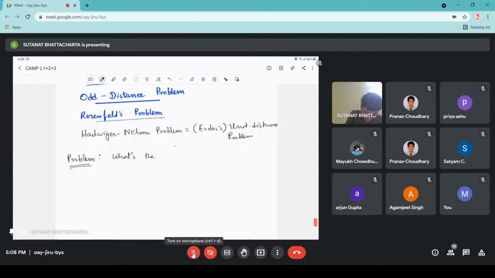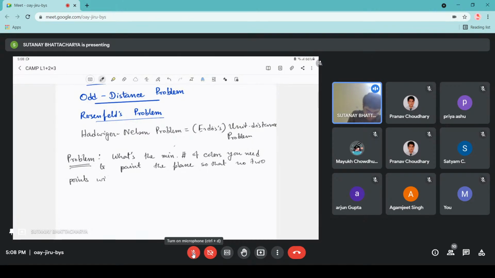What's the minimum number of colors you need to paint the plane so that no two points with the same color have an odd integer distance between them.